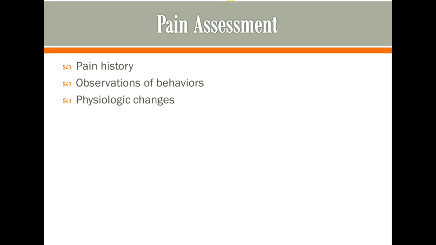When doing a pain assessment, you're going to take note of the patient's pain history, looking at what their history is with pain, and again, this is subjective data. You're going to observe for behaviors related to pain, such as facial expressions, and also looking at physiologic changes, perhaps looking to see if there's an elevated blood pressure, elevated respiratory rate due to the sympathetic nervous system. Now, please note though, if this is chronic pain, then you will not see a change in those vital signs. But the patient will still be experiencing pain.